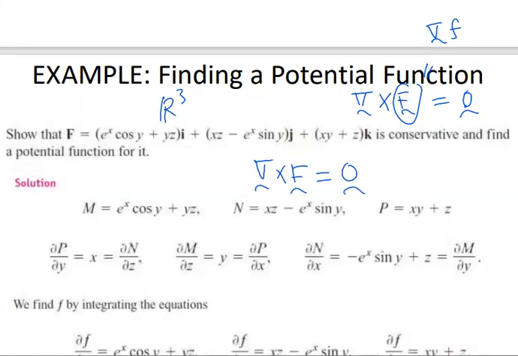Then there exists a scalar function such that the gradient of that scalar function is equal to this field. Then how do you find this f?